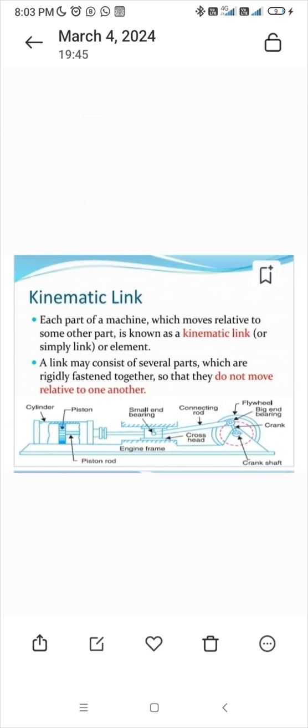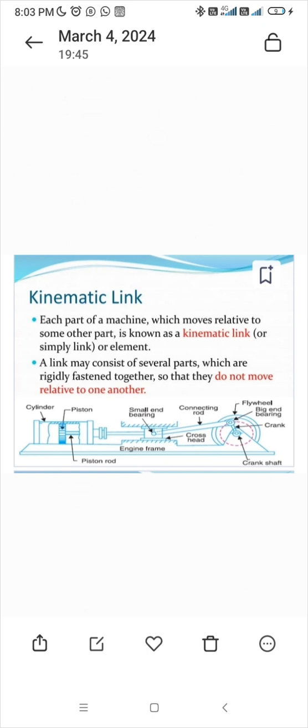So this is the kinematic link. What is meant by link? The link is normally defined as a part of a machine. We can say it is an element or link or any part. It is defined as a part of a machine which has motion relative to some other part. A link need not be a single unit, but it may consist of several parts which are manufactured as separate units.